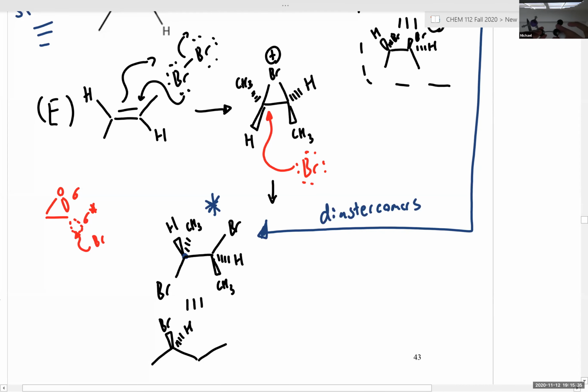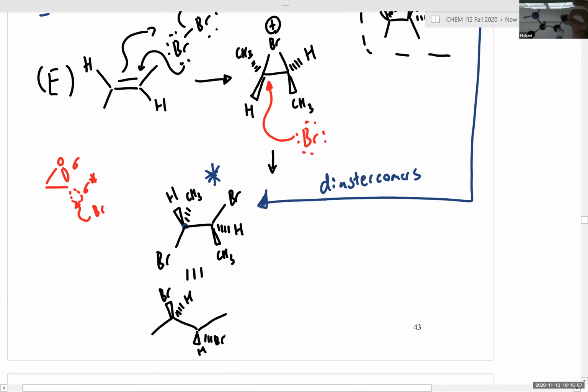Okay, now let's look at the right. Looking at this hydrogen, is it pointing towards or away from us? This hydrogen on the right, towards us. So we're going to draw a wedge and the bromine gets a dash.